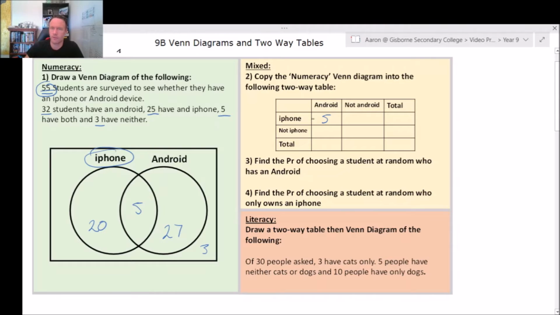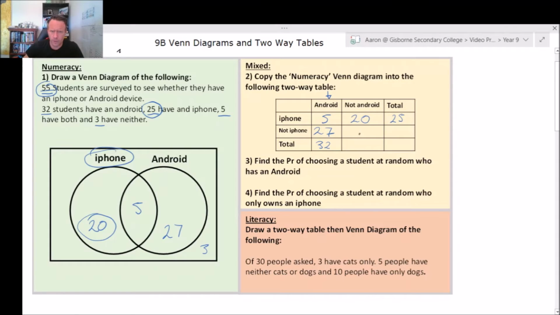Then those who have an iPhone but no Android are these ones here. That's 20. And you can see our total then is 25, which sits pretty well because over here we're told that 25 people have iPhones. Didn't say if they had Android as well though. Down the Android column, so continuing down this one, we've got those who have Androids but not iPhones is 27. And that equals to 32.